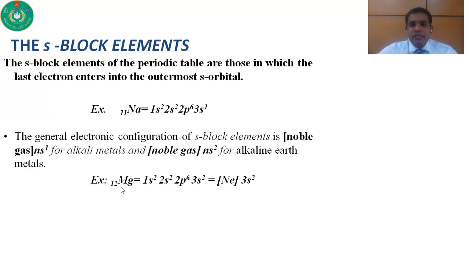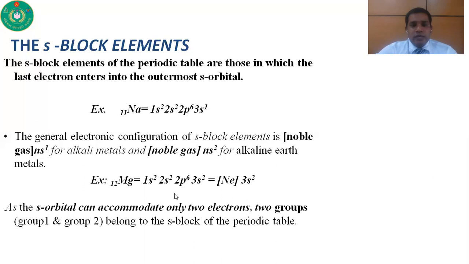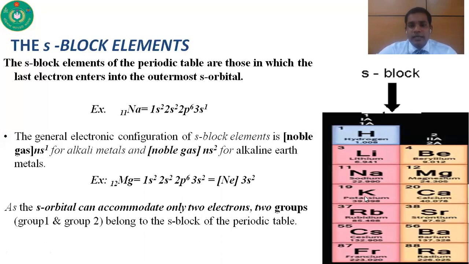Another example, magnesium, its atomic number is 12. So its electronic configuration is 1s2, 2s2, 2p6 and 3s2. This is an example of alkaline earth metals. As its last electron enters into s orbital, this is known as s block element. From these two examples, we can see that s orbital can accommodate 1 or 2 electrons. When it accommodates 1 electron, this is for alkali metals, and when it accommodates 2 electrons, this is for alkaline earth metals. In the picture, you can see this is group 1A, alkali metals, and this is alkaline earth metals.